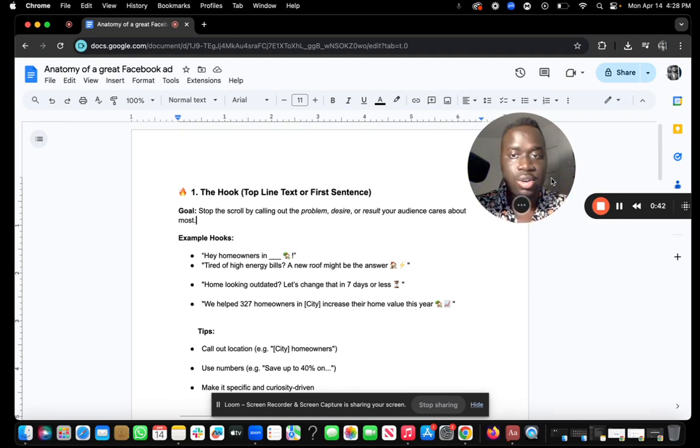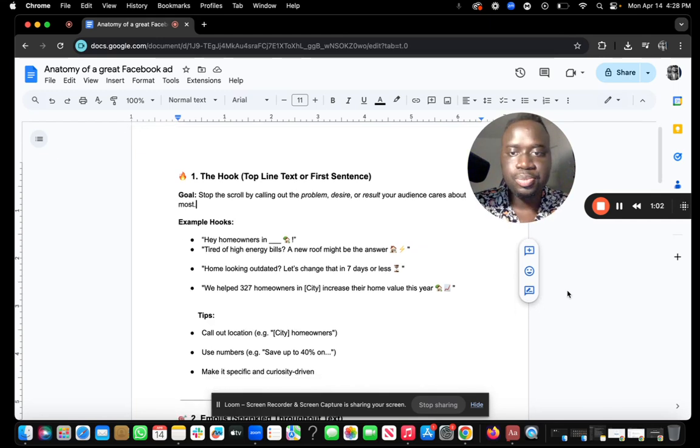Now, first things first, you want to have a really good hook for your ad. What is a hook? It's something that hooks attention. It's something that gets attention right off the bat. It's something that's relevant to somebody. So if you're targeting homeowners, you have to think about, well, what would be relevant to them, and we're going to go through that. So hooks act as scroll stoppers, calling out the problem, desire, and the result your audience cares about.